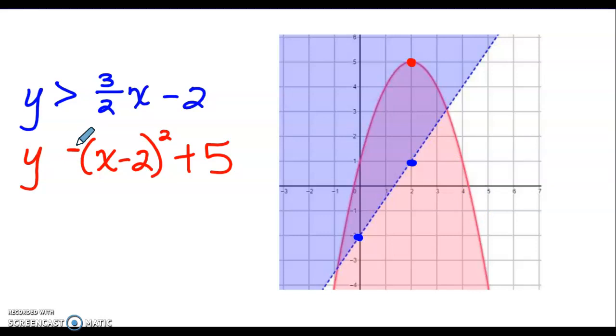And then we just need to figure out if it's less than or greater than. Here's my vertex. It's shaded below my vertex. Below my vertex is less than, and it's a solid line, so it's less than or equal to. All right, that is all you have to do there.